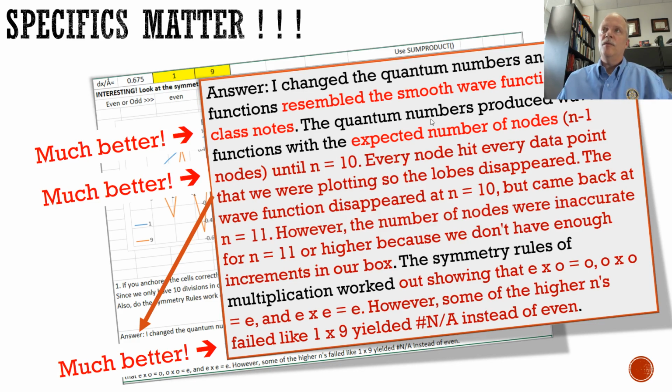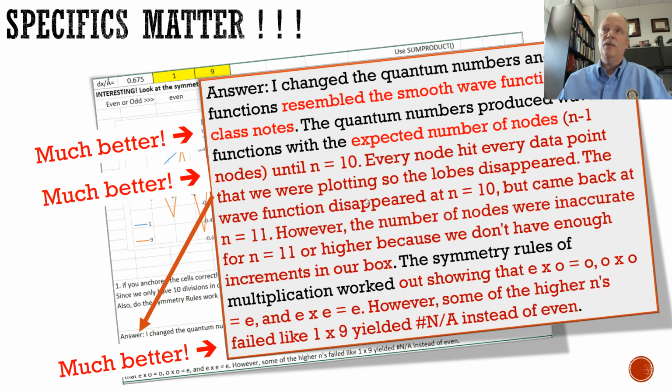Next sentence. The quantum numbers produced wave functions with the expected number of nodes. Okay, so this is telling me this student understands that the nodes should increase. And in fact, in parentheses, I put n minus 1 nodes. So whatever the quantum number is, it should have one fewer node. So that's a great answer. They're telling me they know something about the wave functions. And then they say this happens up until n equals 10. And then they evaluate what's going on at n equals 10. They say every node hit every data point that we were plotting, so the lobes disappeared.